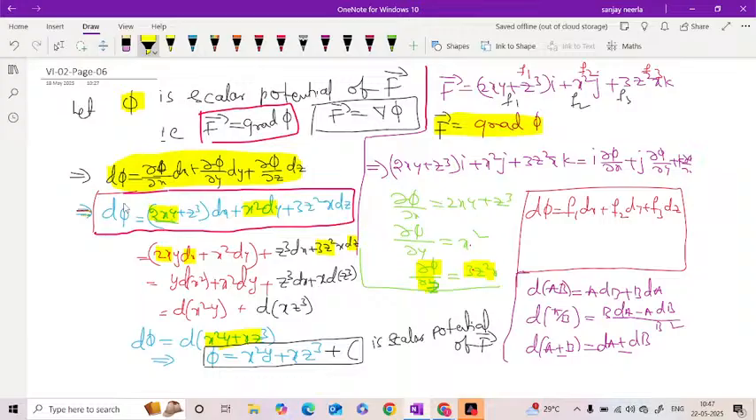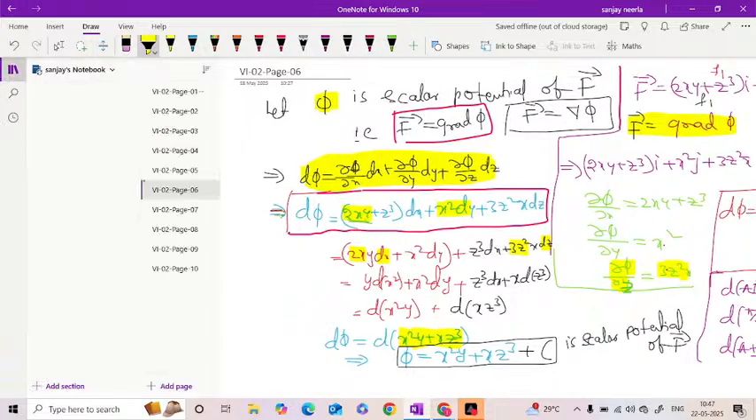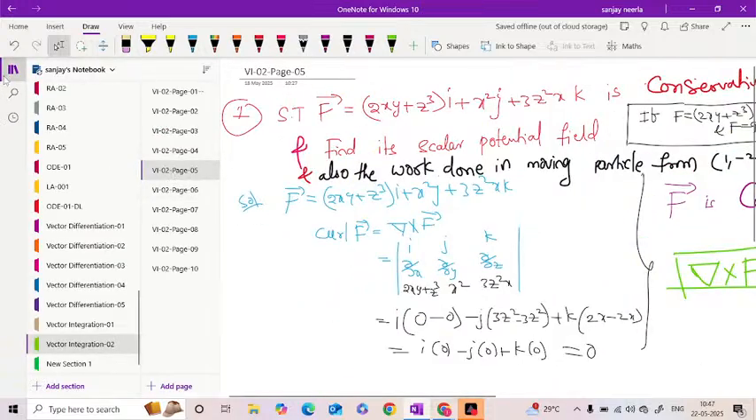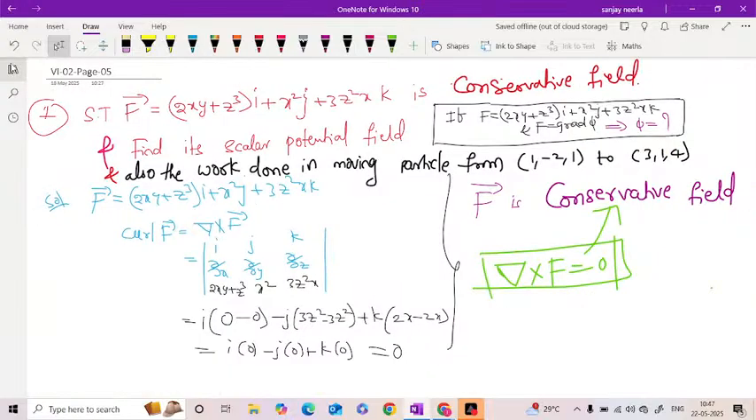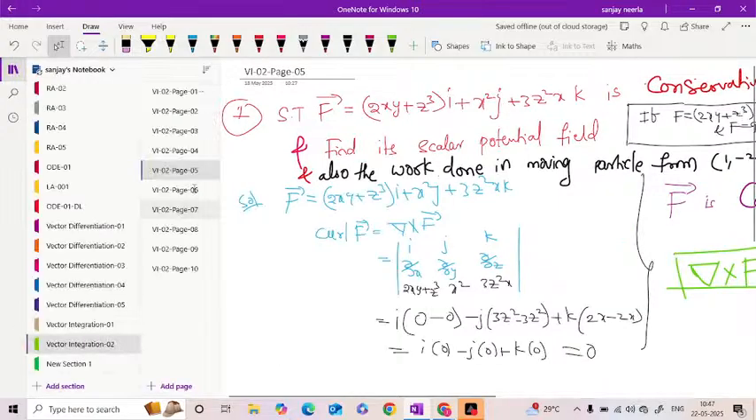Now this is the exact differential equation, as we already know according to the properties. So this dπ is directly the derivative of x square y plus x z cube. That means our π is x square y plus x z cube plus c, the scalar potential of this f. This is the second sub question. And what is the third sub question? Also the work done in moving the particle from the point (1, -2, 1) to (3, 1, 4). So that is the third sub question.